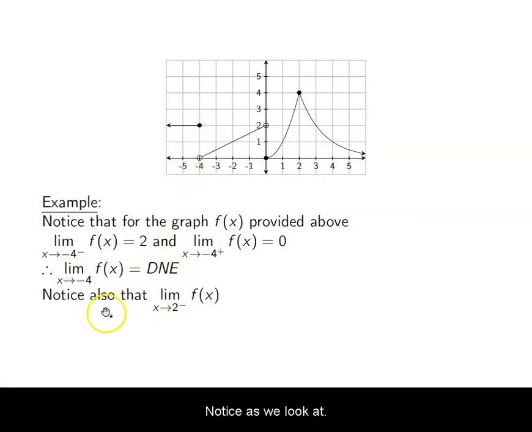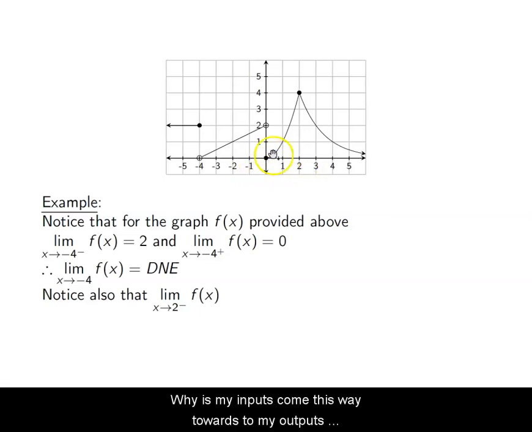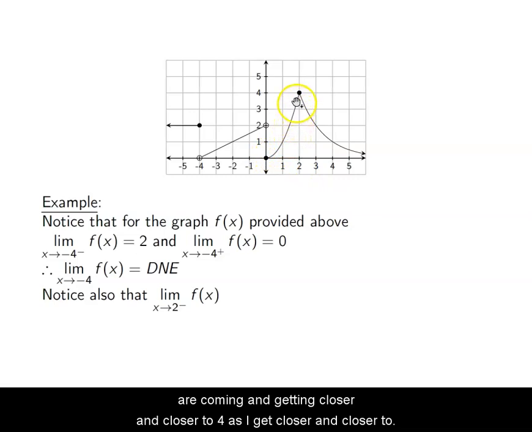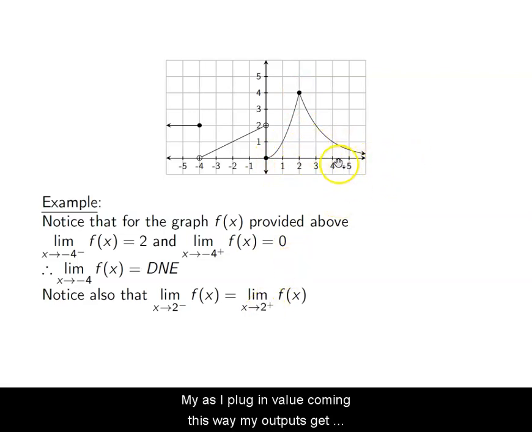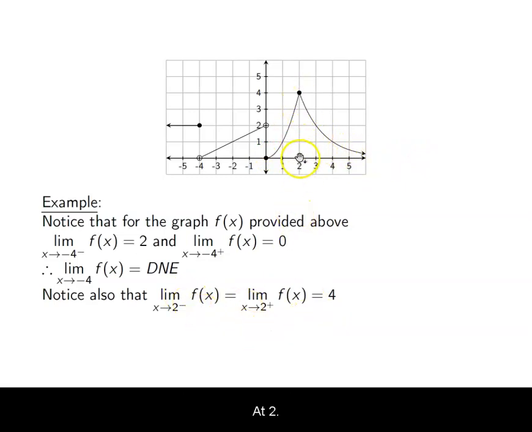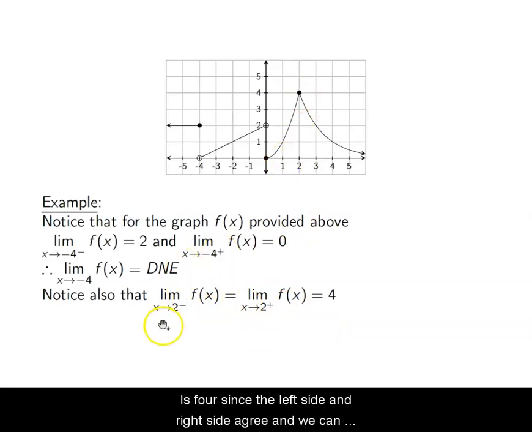Notice as we look at +2, as I come from the left, my outputs get closer and closer to 4 as my inputs get closer to 2. As I come from the right, my outputs get closer and closer to 4 as well. So both of those limits agree. From the left I come to 4, and from the right I also come to 4. So the limit at 2 is 4, since the left side and right side agree.